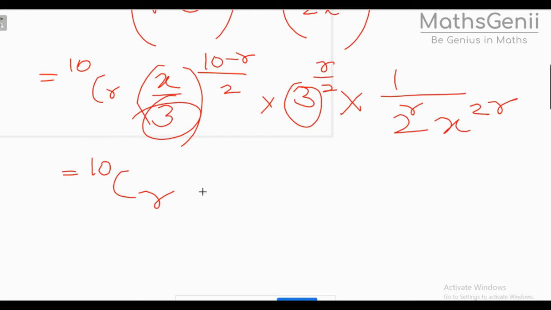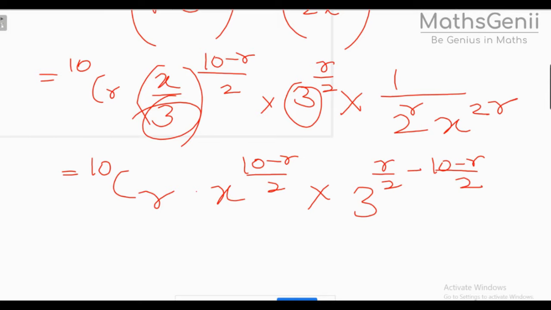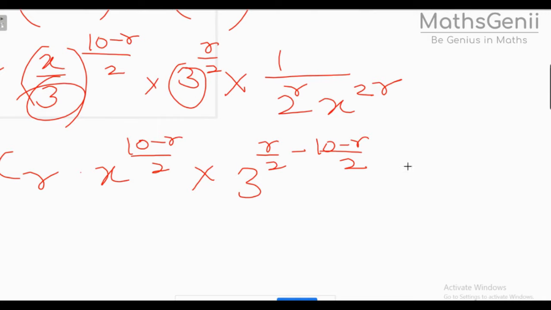So let's just separate out x first. So x is 10 minus r by 2 into this is 3 upon 3. So anything upon becomes minus when goes up. So r by 2 minus this power, 10 minus 3 by 2. This is 8th standard mathematics, indices. Into 1 upon. So what I'm trying to do is I'm trying to isolate this x.